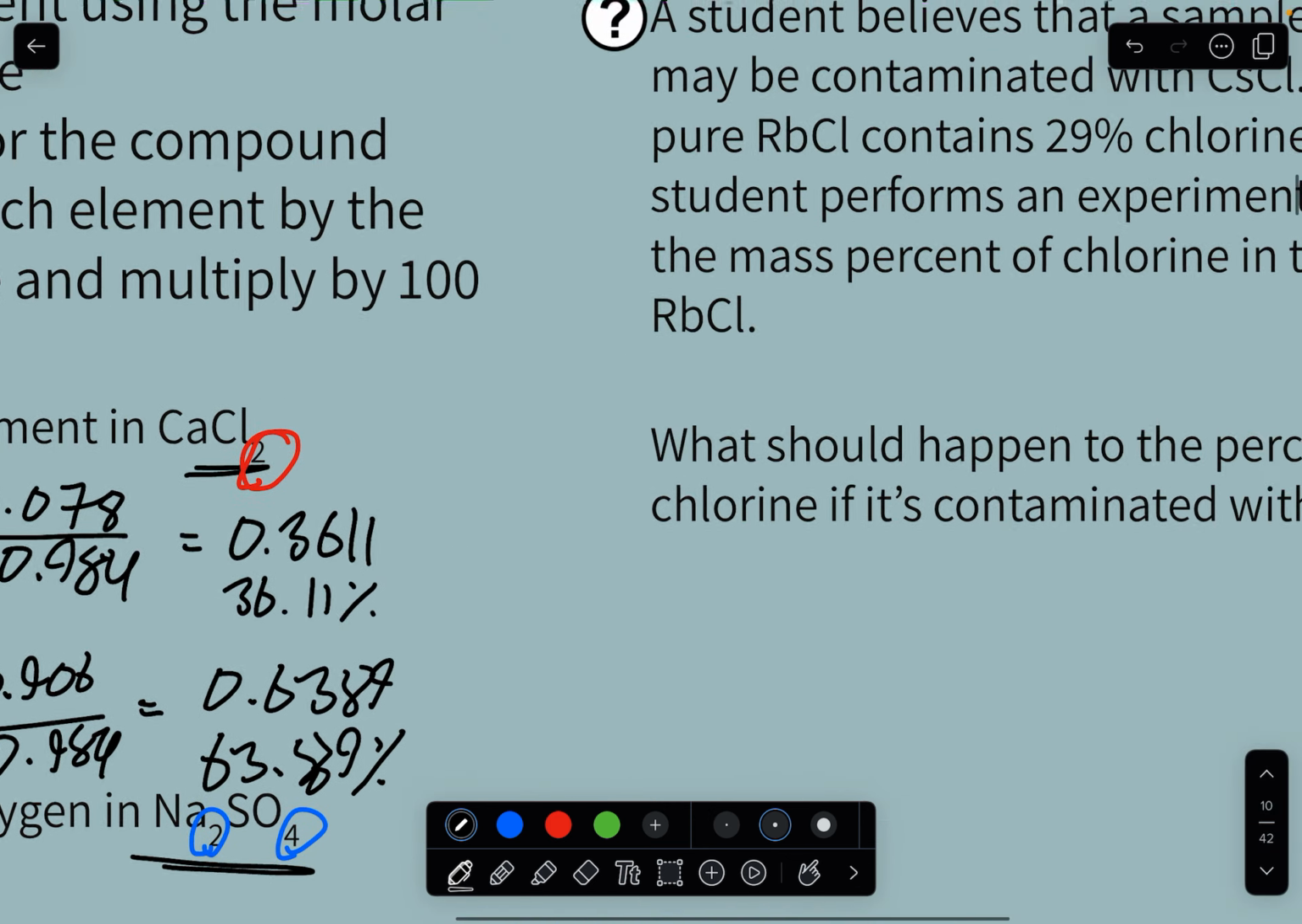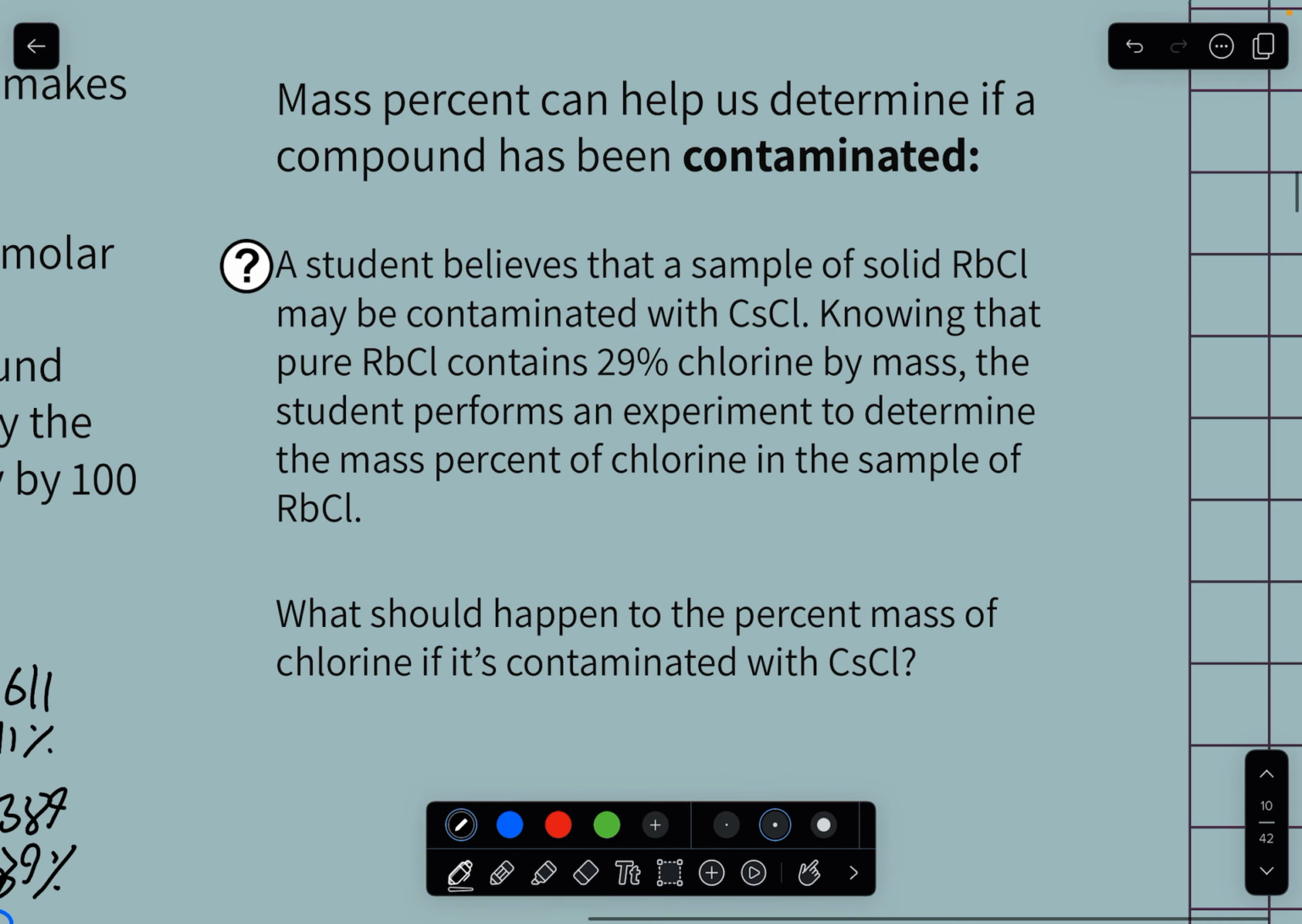Right. We're going to do the third question on this slide together, because it's a little bit more thinking. So we can use mass percent to determine if something has been contaminated. The question says, a student believes that a sample of solid rubidium chloride may be contaminated with cesium chloride. Knowing that pure rubidium chloride contains 29% chlorine by mass, the student performs an experiment to determine the mass percent of chlorine in the sample of rubidium chloride. What should happen to the percentage of mass of chlorine if it's contaminated with cesium chloride?